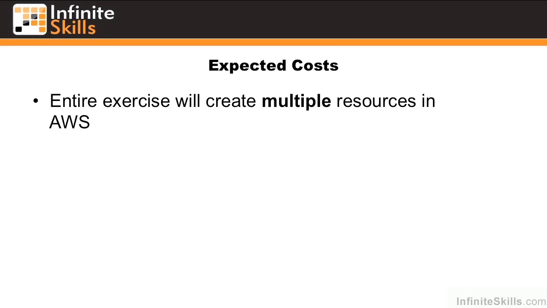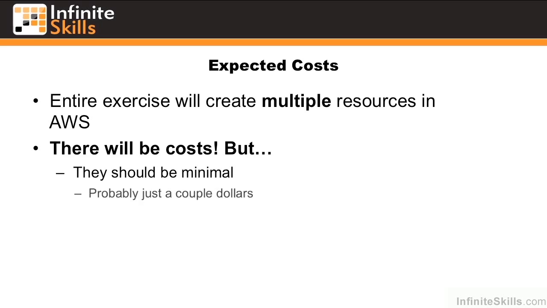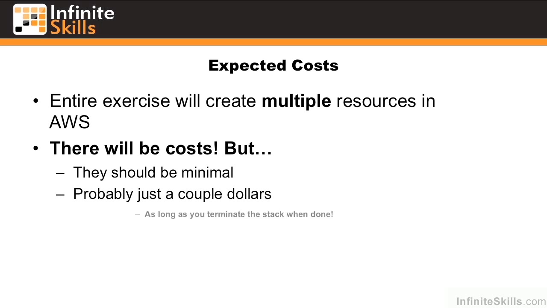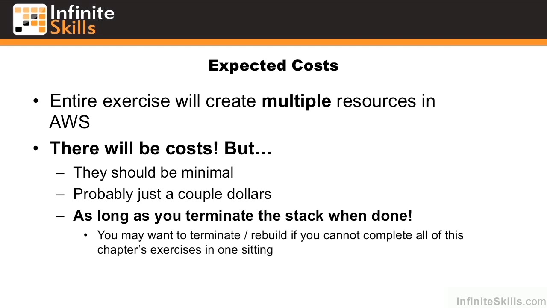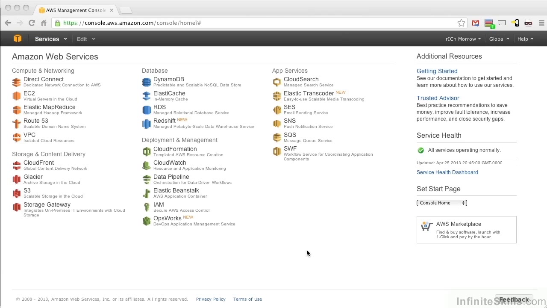As we say in every lesson in this chapter, this exercise is going to create multiple resources in Amazon. There will be costs, and they should be minimal, probably just a couple bucks, as long as you terminate the stack when you're done. For this reason, we highly suggest that you have about 60 to 90 minutes ahead of you before you proceed. In this actual chapter, we will spin up instances, and they will take a long time to spin up. Please log into the AWS console with your master account.